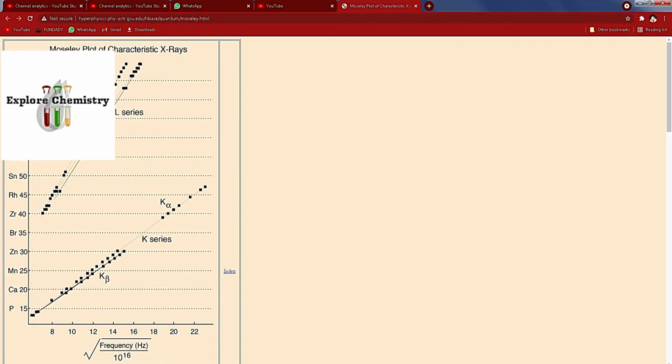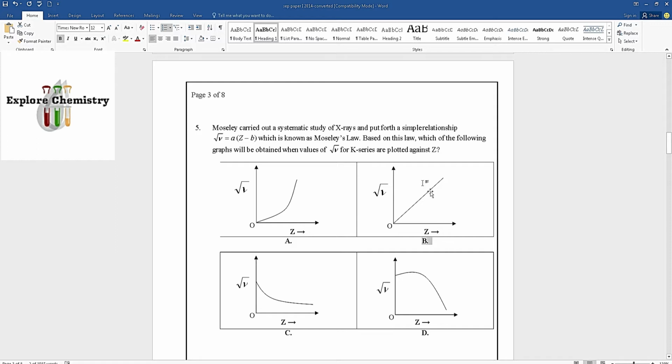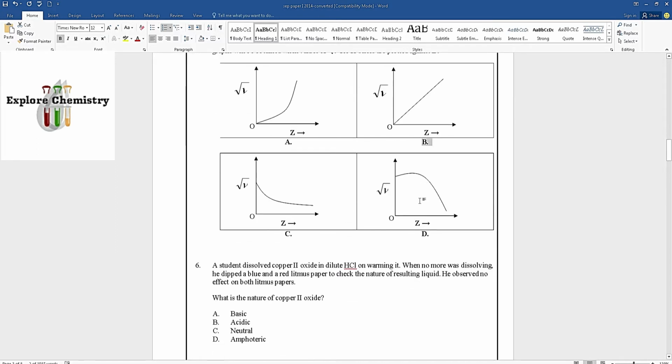For L series, this will be the graph. For K series, this will be the graph. There are two series in X-ray emissions, K series with lower wavelength and L series with higher wavelength. So this will be the correct graph. So according to this picture, your correct answer will be B.